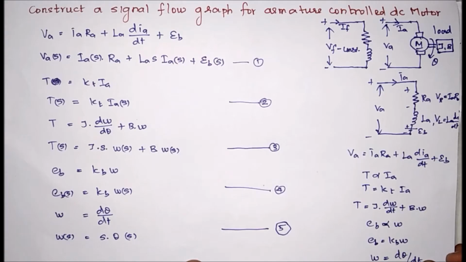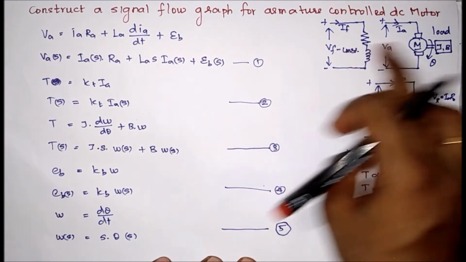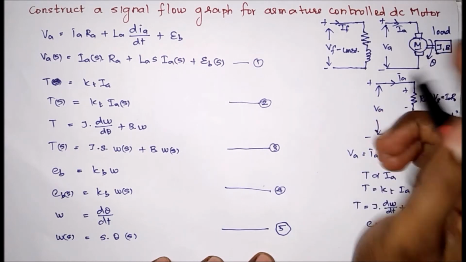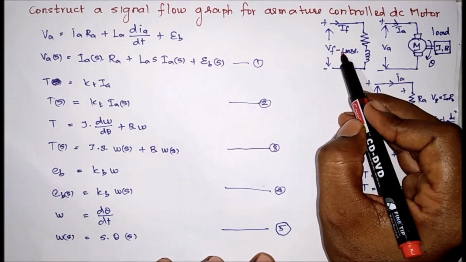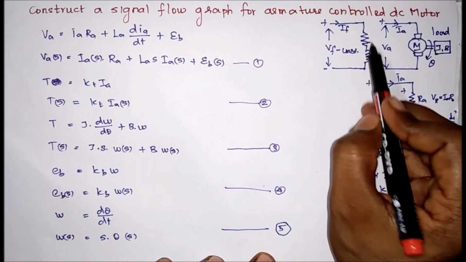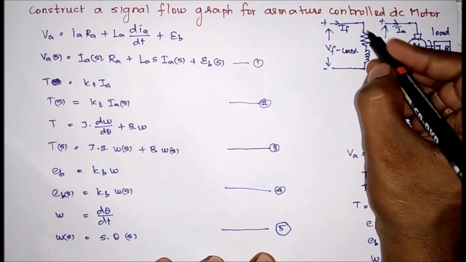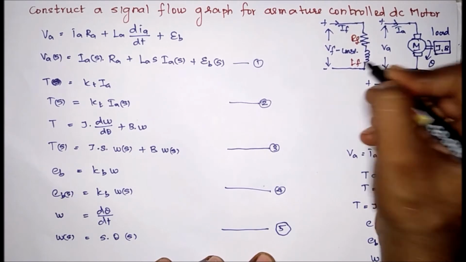In this video, we are going to construct a signal flow graph for an armature controlled DC motor. So this is the armature controlled DC motor structure. Here the field voltage will be constant. If the field voltage is constant, it means the field current is also constant, and the torque is also constant here. So this is the field resistance, and this is the field inductance.